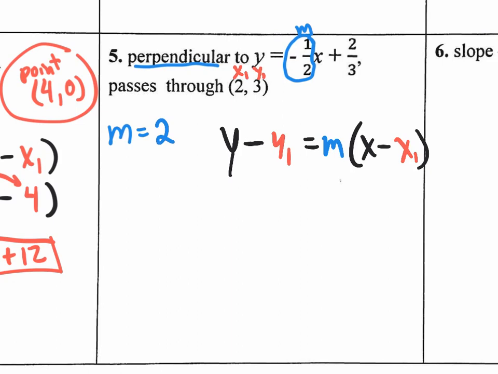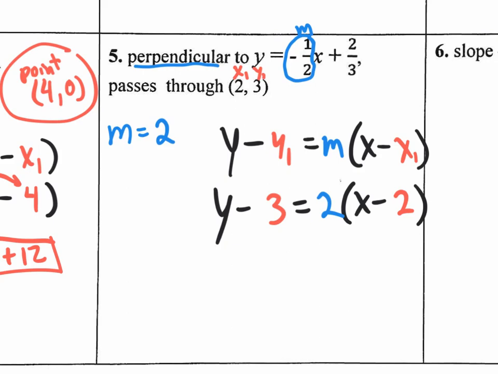So I'm going to keep writing it over and over until you guys absolutely have it memorized. And when you use it, leave it with blank spots. Y minus y1 equals m parentheses x minus x1. Plug in your y1 value, which is 3, your m value, which is 2, your x1 value, which is 2 as well.